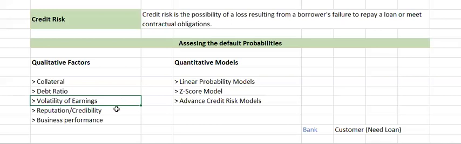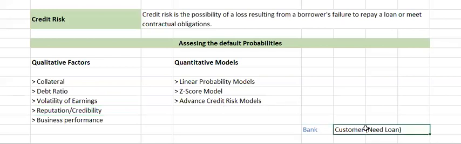And next I'll see the reputation of my customer, the past reputation. In Pakistan, as a banker, we can take a record from the State Bank about the past loan history of the customer. Through the past loan history, we can judge whether this customer was paying on time in the past or not. Through this, I can judge my customer's reputation.